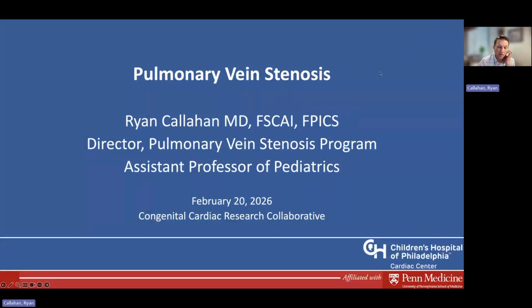All right. Hello. My name is Ryan Callahan. I'm a cath doc at the Children's Hospital of Philadelphia, and I'm going to give an overview of pulmonary vein stenosis. This is meant for someone who's not familiar with PVS or someone who wants to learn more as we head into this CCRC PVS module data collection. So here we go.